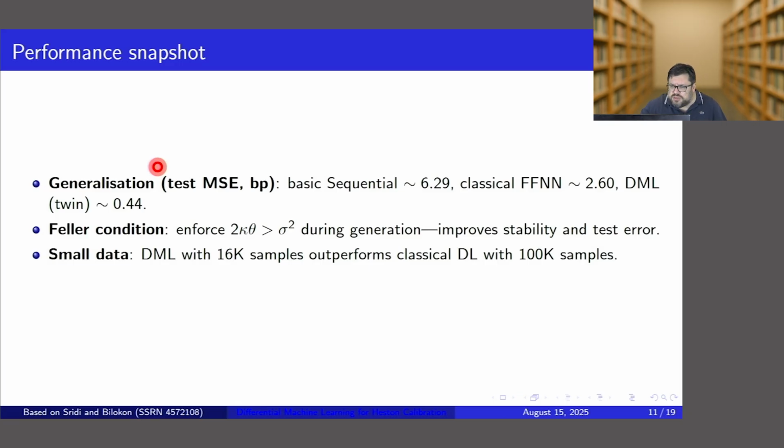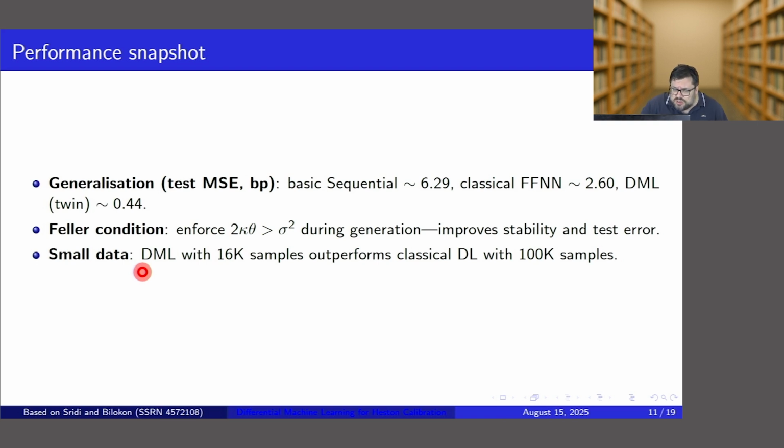Two further practical lessons. Enforce the Feller condition during generation. This reduces degeneracy near zero variance and improves stability. The second one: DML with 16,000 samples outperformed classical DL with 100,000 samples. In production, this reduces data generation cost and speeds experimentation. Empirically, DML improved test MSE dramatically versus the classical baseline.